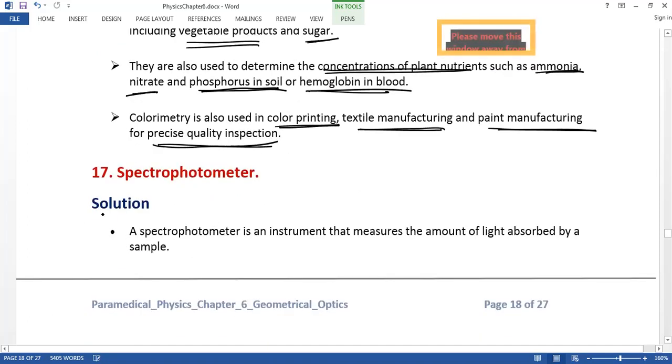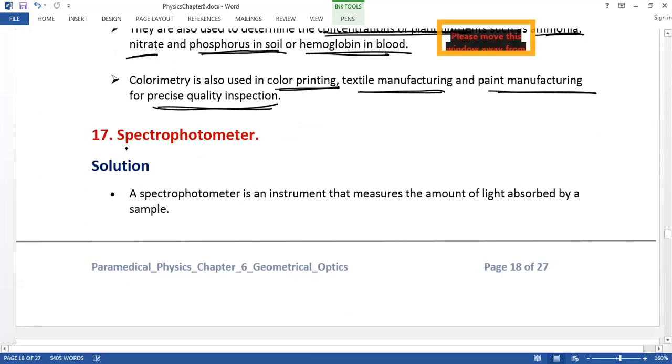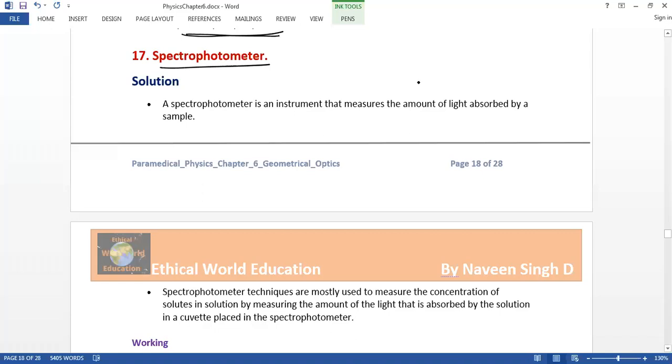Let us move to the next one, that is the spectrophotometer. Let us discuss the spectrophotometer. A spectrophotometer is an instrument that is used to measure the amount of light absorbed by a sample. So this is an instrument which measures the amount of light which is absorbed by this sample. That sample is contained in the cuvette.